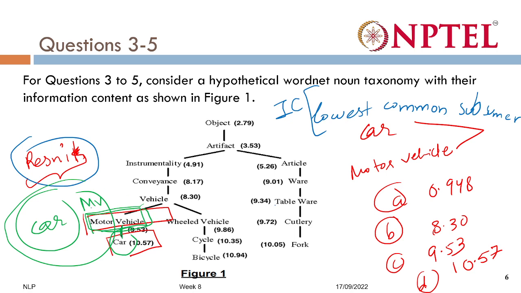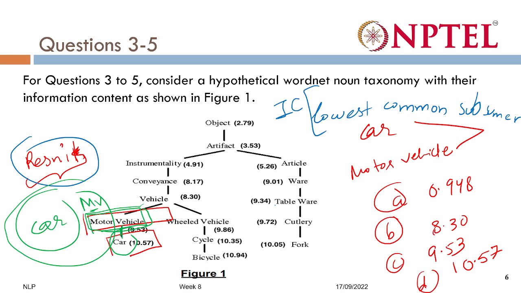Motor vehicle can be contained in itself. We know that every set is a subset of itself, right? Is it or is it not? Right. So someone said that it should be 8.30. According to them, the lowest common subsumer is the vehicle. No, that is not correct. Why? Because motor vehicle is the subsumer of itself. It can be totally contained in itself.